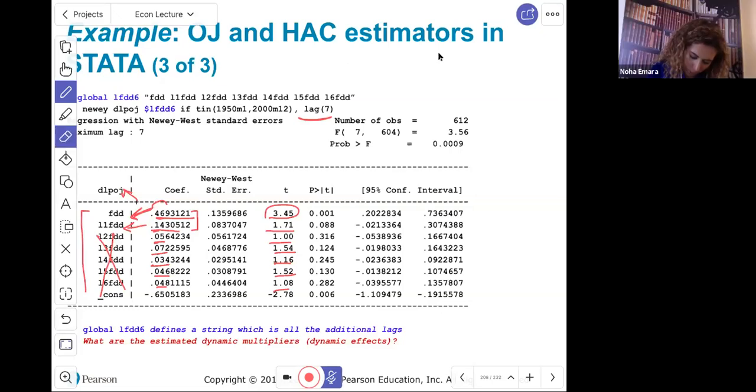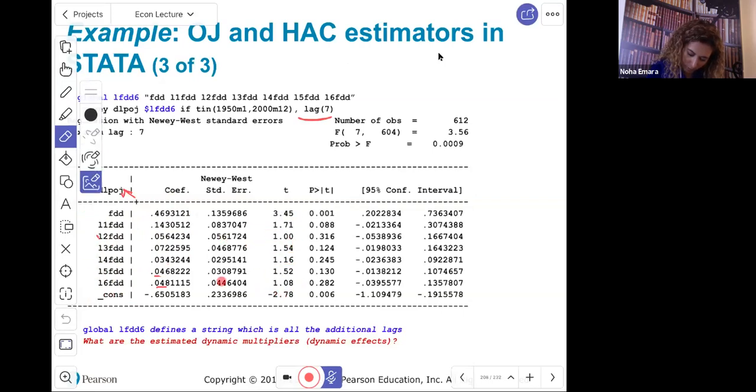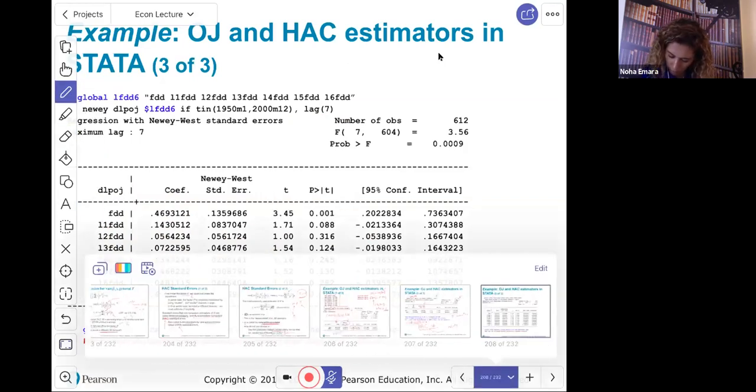Can someone tell me what is the dynamic multiplier? Dynamic multiplier. I hate to ask a question and answer it. Anybody? Okay, let me try to remind you.